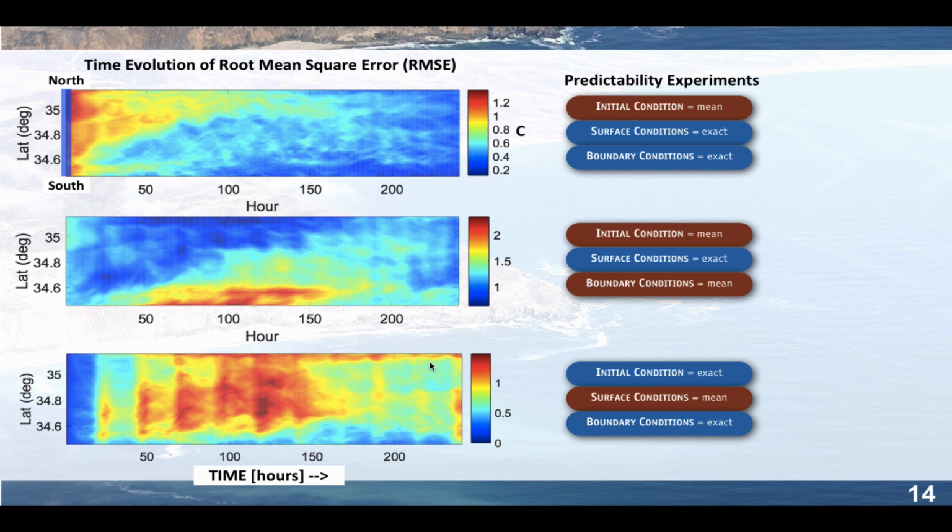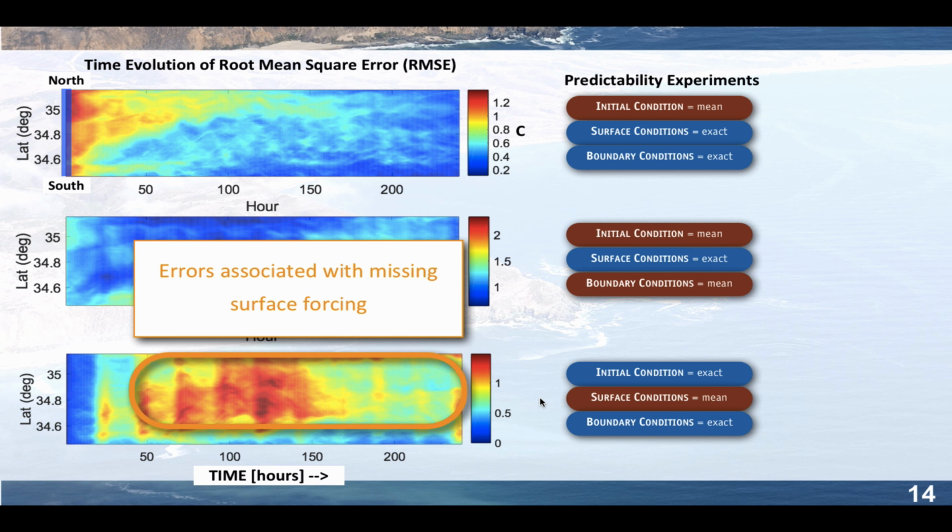Last, we can do the experiment where we set the initial condition and boundary condition to the exact values, but we prescribe a surface condition that is climatological, in this case a daily cycle. And in this experiment, what we find is that the errors associated with missing surface forcing develop in the interior and northern part of the domain, and they're quite strong here, root mean square errors above 1.